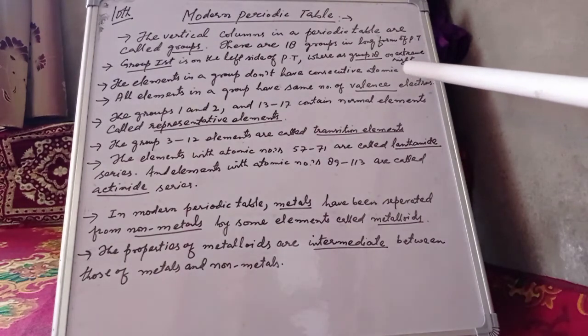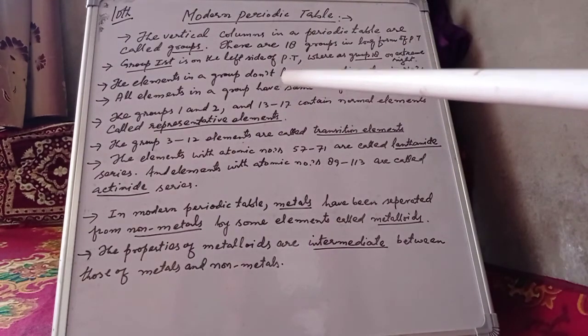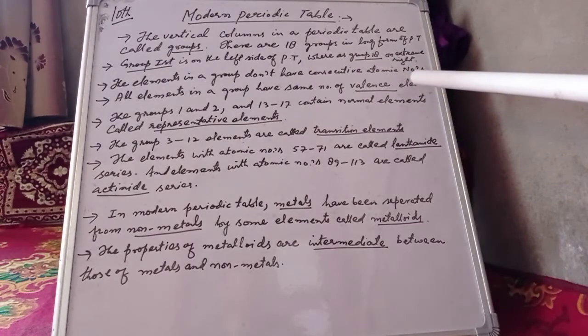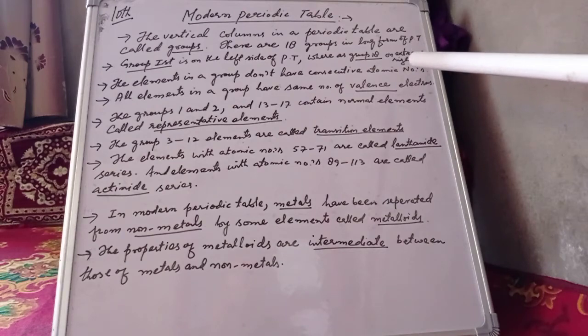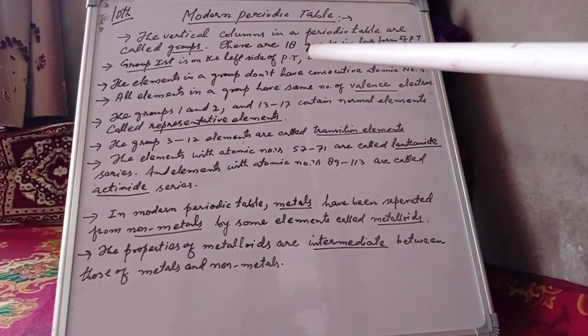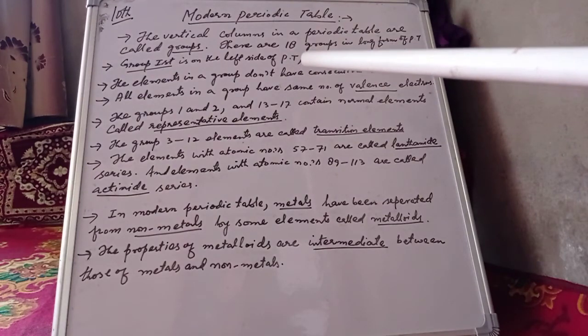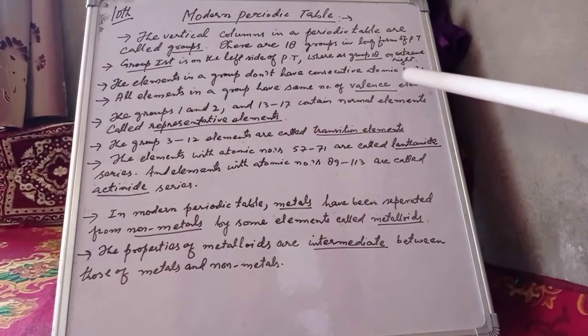All elements in a group have the same number of valence electrons. If we start from lithium, beryllium, boron, in the first group, which is called the alkali metal group, they have the same number of valence electrons. That means their outer shell contains only one electron. Lithium contains one electron, and then after that come sodium, potassium, rubidium, cesium, and francium. Got it here? So all elements in a group have the same number of valence electrons.